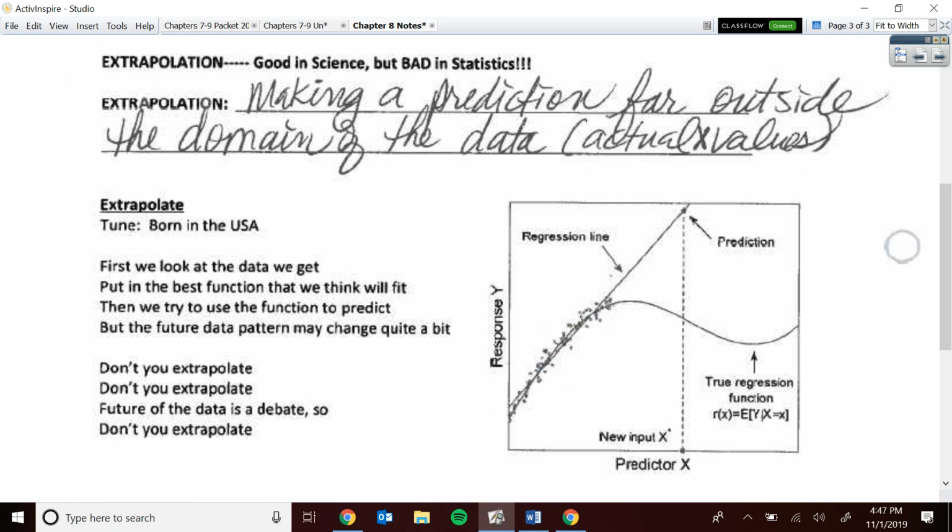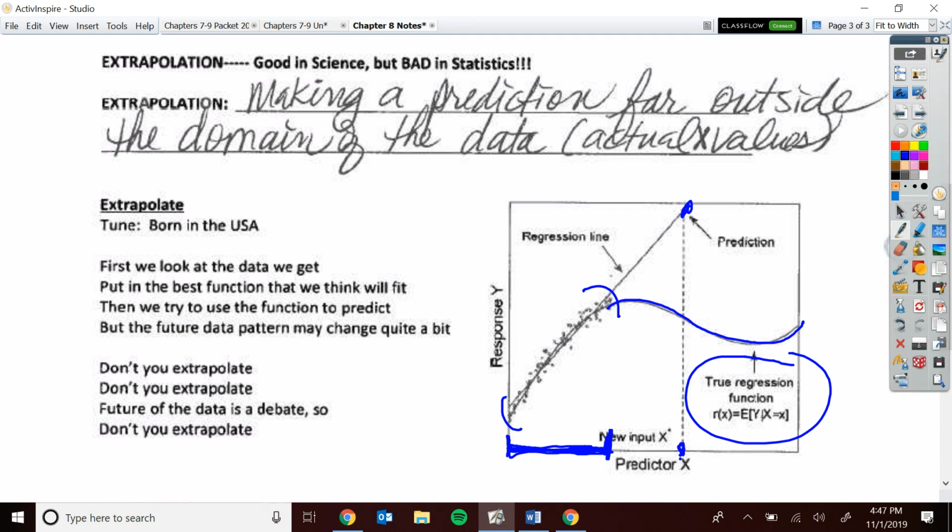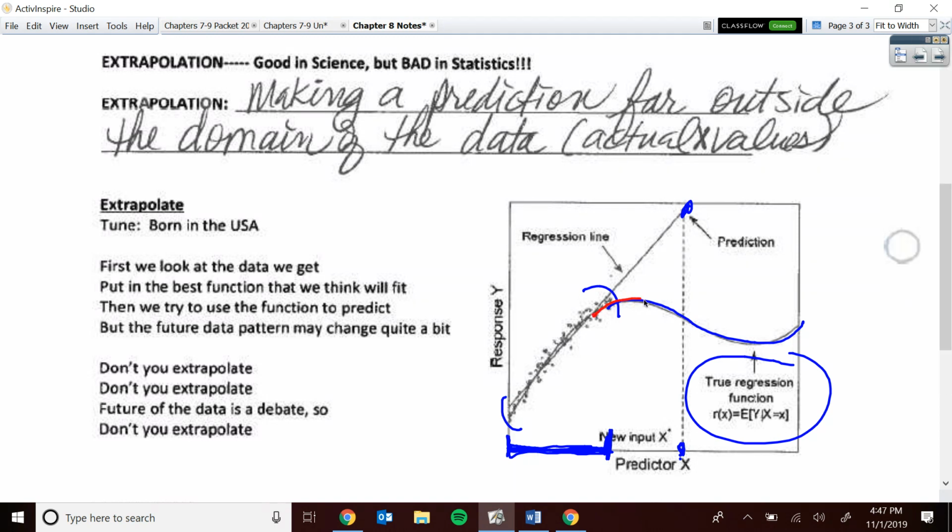But what happens out here is the function could change. We truly only have information telling us that the linear model is appropriate in this domain of data, these X values from here to here. Making a prediction way out here could get you very far off from actual events, because this function then changes and takes a curve. It does not continue in a straight line. Look at how far off your prediction could be because of extrapolation.